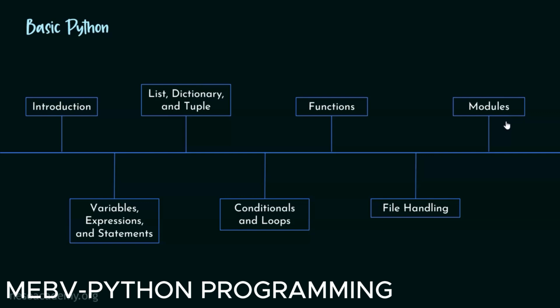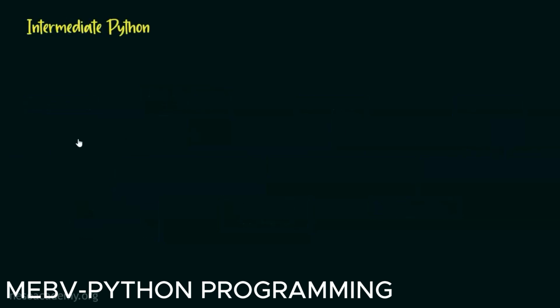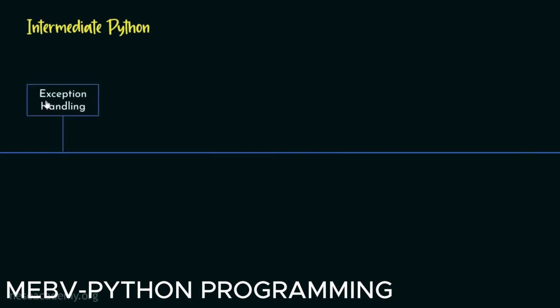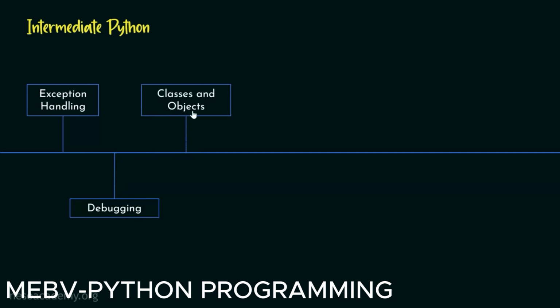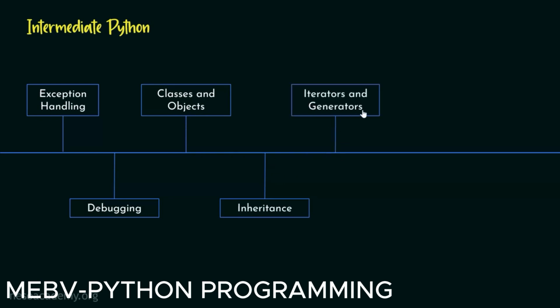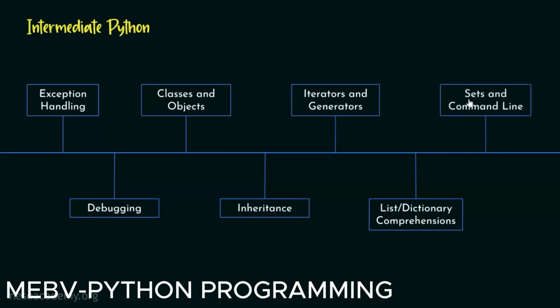Now let's move to the second section, that is Intermediate Python. And under Intermediate Python, we have total 7 chapters. The first chapter is Exception Handling. Second chapter is Debugging. The third chapter is Classes and Objects. Fourth chapter is Inheritance. The fifth chapter is Iterators and Generators. The sixth chapter is List, Dictionary Comprehensions. The 7th chapter, that is the last chapter, is Sets and Command Line. So these are all the chapters in the intermediate Python section.